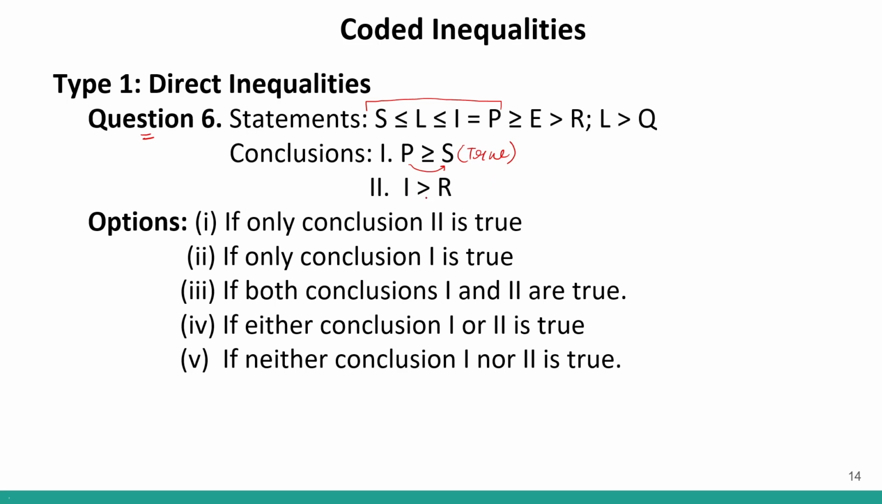Now, I is greater than R. So we will move from I to R. Over here, I can see a relationship between I and R. Correct? So I is equal to P, P is greater than equal to E, and E is greater than R. So this is also true. I is definitely greater than R. So both my conclusions are true. So the answer will be option number 3, that both conclusions 1 and 2 are true. Clear?